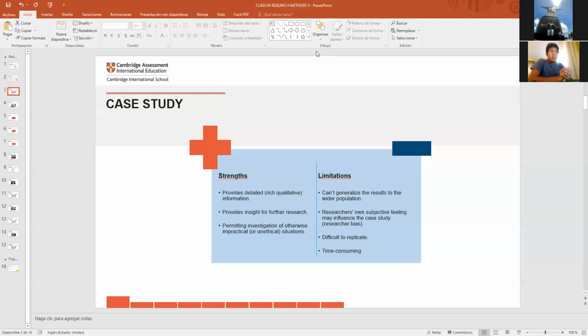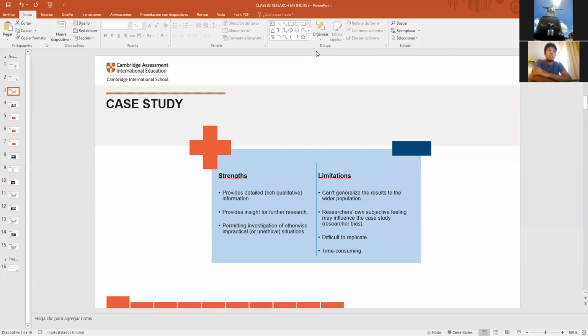As for the limitations of the case study, you cannot generalize the results to the wider population. If you have one case study, for example one phenomenon, and the hypothesis about that phenomenon turns out to be true, you cannot say that your hypothesis is true for the entire population. Because when you have one case study, it has its own particular qualities and characteristics, so it cannot be generalized.